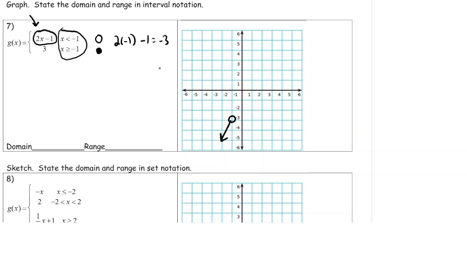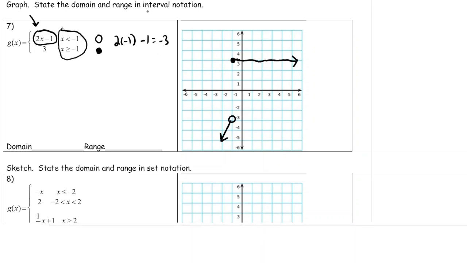Okay, let's look at the bottom part of the rule. When x is greater than or equal to -1, we have the constant 3. So at -1, we would have a closed circle at 3. And then this would be constant as we move to the right here.